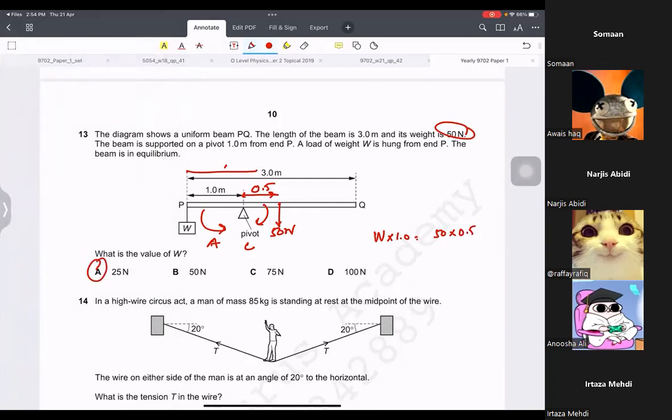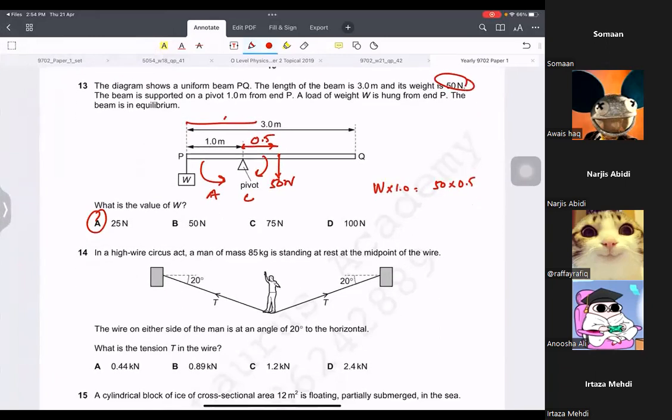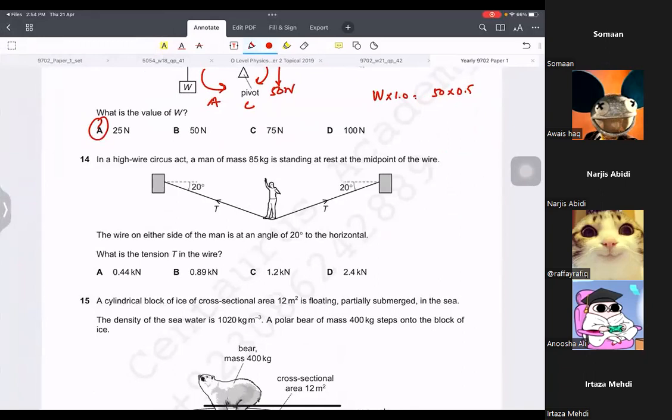Why? This is an O-level question. Now, in high wire circus acts, a man of mass 85 kg is standing at rest at the midpoint of the wire. The wire on either side of the man is at an angle of 20 degrees. What is the tension T in the wire?